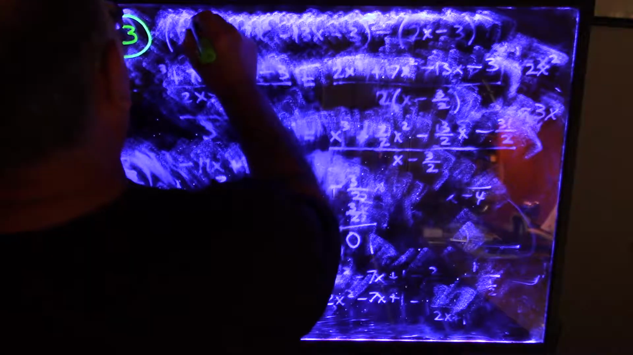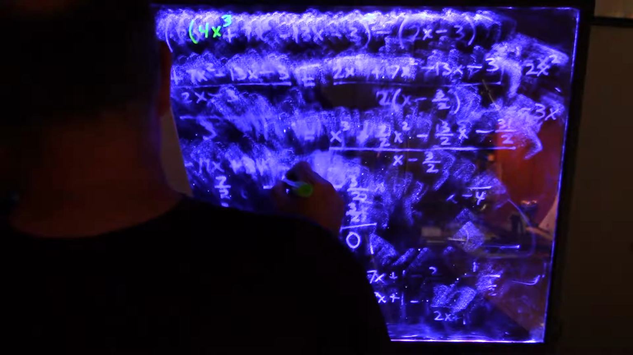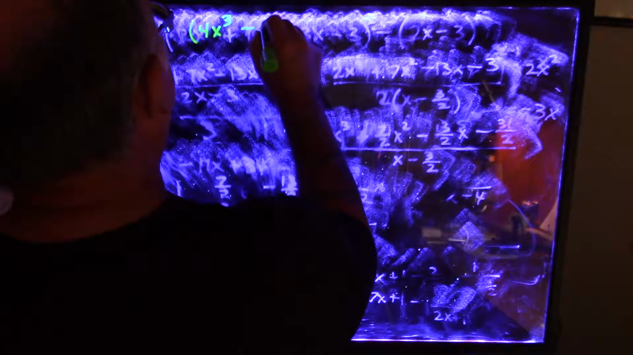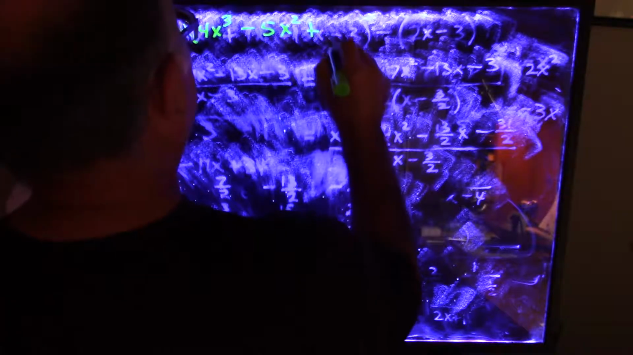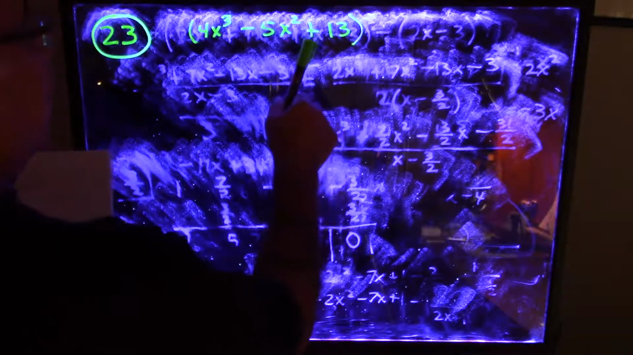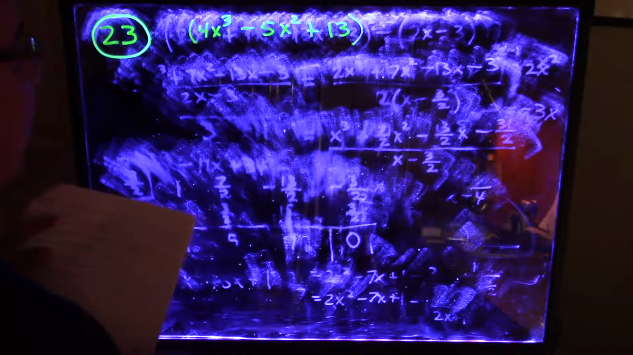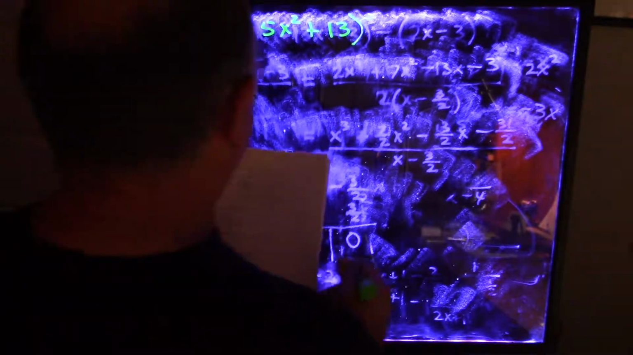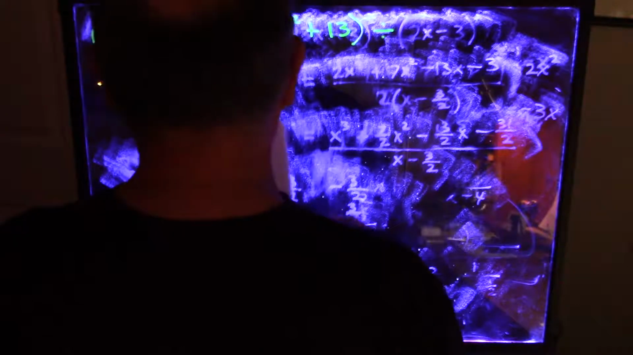Number 23. We've got 4x cubed minus 5x squared plus 13. Notice the dividend is missing an x term, so you have to watch out for that. Alright, so we're going to put a 0 for that missing x term when we write it in our synthetic division. So just be advised of that.